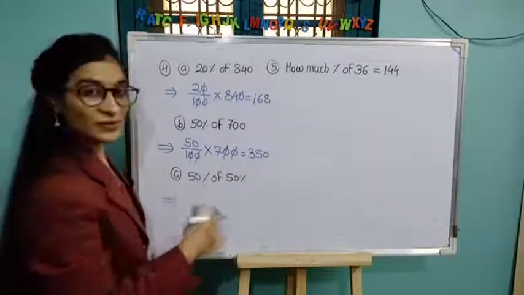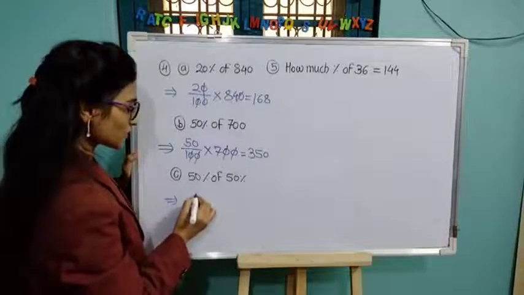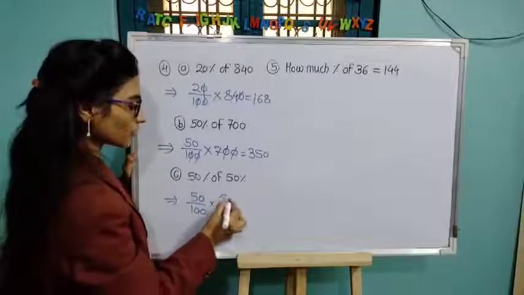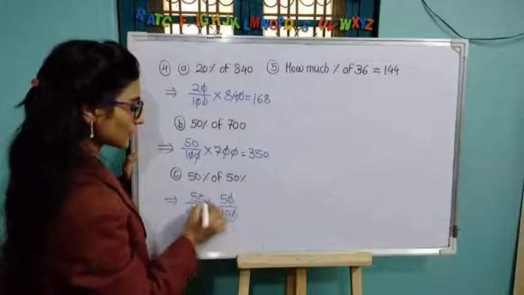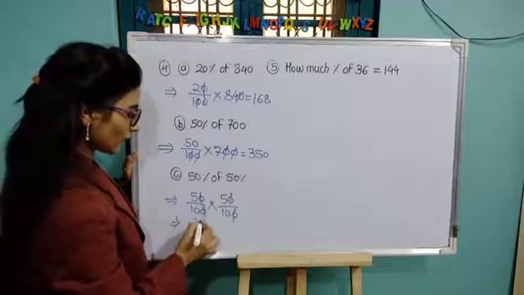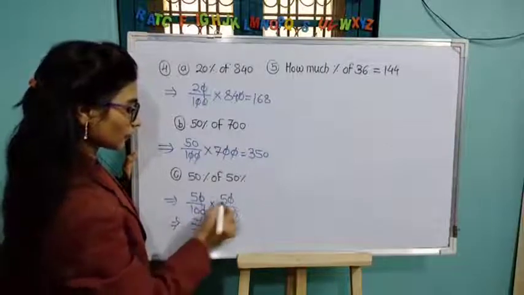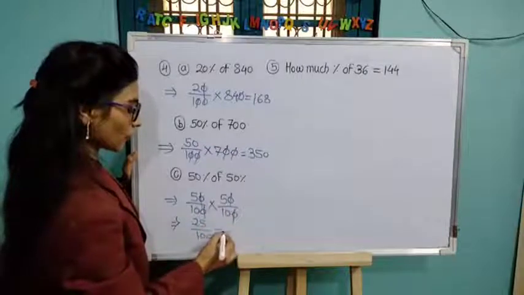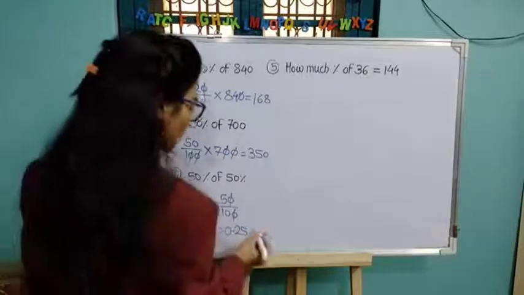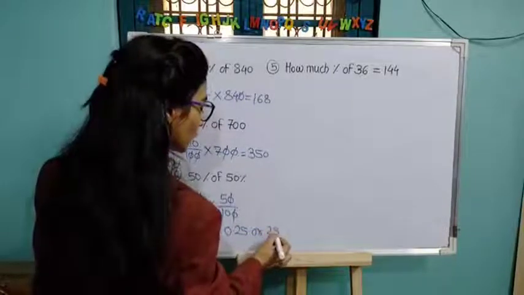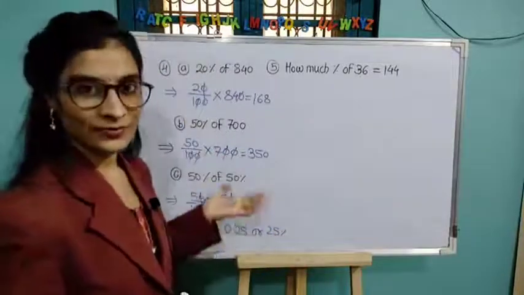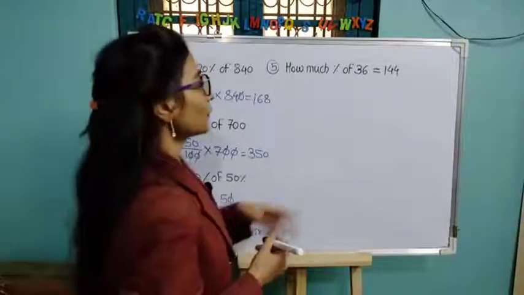Here 50% of 50% is given. So how to write this? 50% means 50 upon 100. Of means multiplication. 50% means 50 upon 100. 0 gets cancelled, 0 gets cancelled. 5 upon 10 times 5 upon 10, you can directly multiply them together. 5 into 5 is 25, 10 into 10 is 100. Okay, and that is equal to 25 upon 100, means 25%, or you can write 25% here. Okay, because 25 upon 100 is there. So in this way you can convert these quantities, or you can find the solution for this particular kind of equation. Now the next example is given.